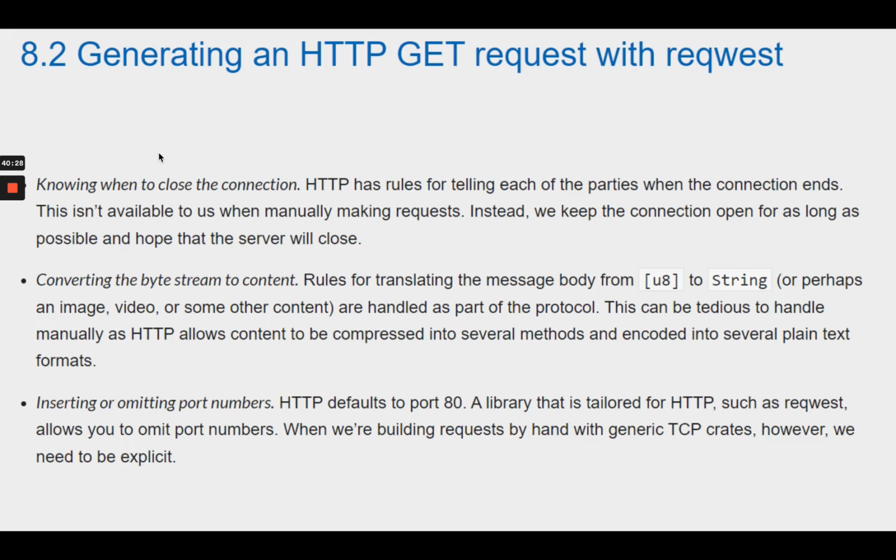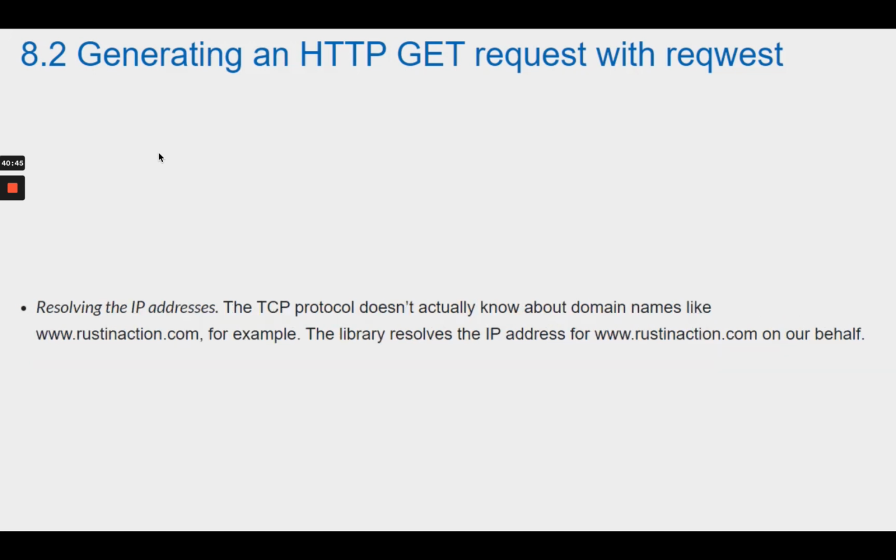Inserting or omitting port numbers. HTTP defaults to port 80. A library that is tailored for HTTP, such as request, allows you to omit port numbers. When we're building requests by hand with generic TCP crates, however, we'll need to be explicit. Resolving the IP addresses. The TCP protocol doesn't actually know about domain names like www.rustinaction.com, for example. The library resolves the IP address for www.rustinaction.com on our behalf.